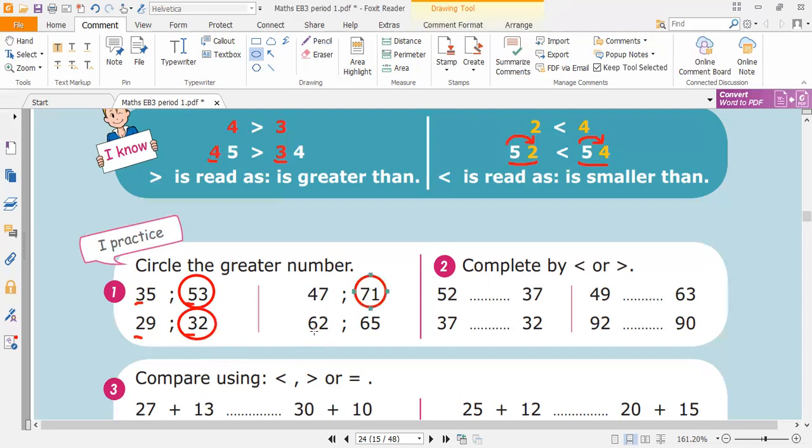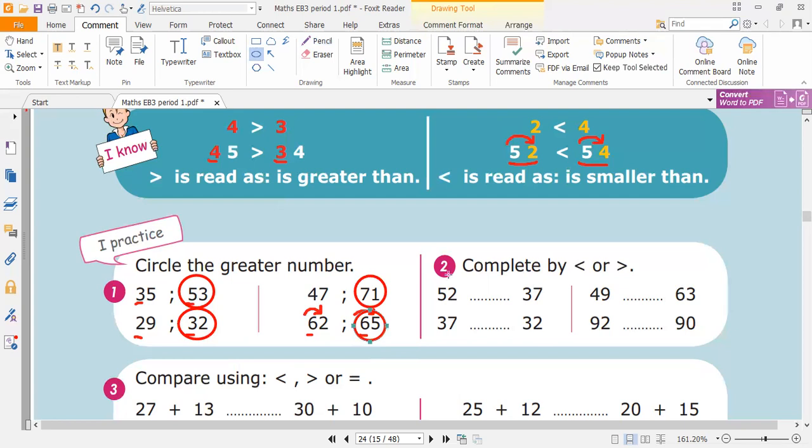The last one, 62, 65. Look, here I have 6 and I have 6, the same tens. What should I do? I go to the ones. Here I have 2 and here I have 5. So which one is greater? 5. So I say 65 is greater than 62.